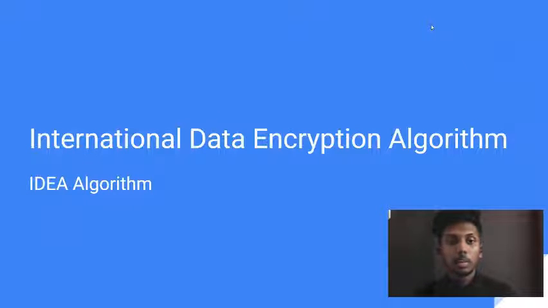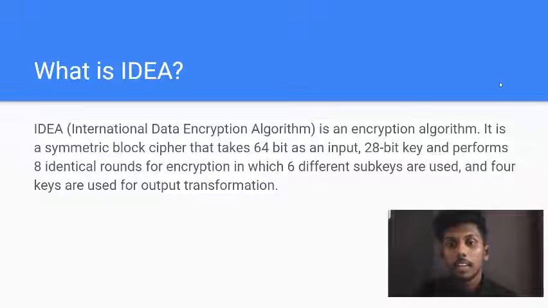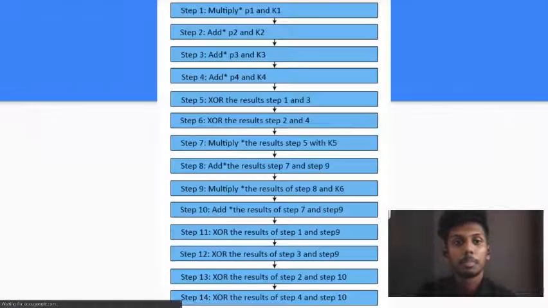I'm here to explain about the International Data Encryption Algorithm, 19MS0006. The International Data Encryption Algorithm is also known as the IDEA algorithm. IDEA is an encryption algorithm. It is a symmetric block cipher that takes 64 bits as input, a 128-bit key, and performs 8 identical rounds for encryption, in which 6 different subkeys are used, and 4 keys are used for output transformation.